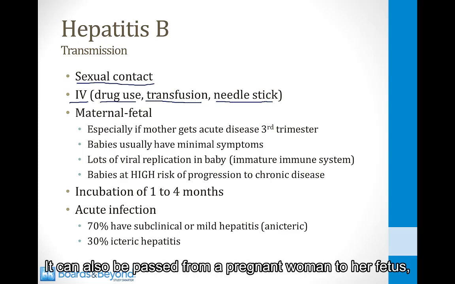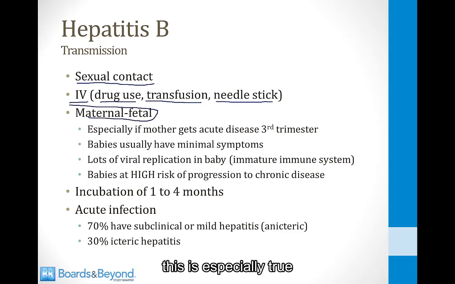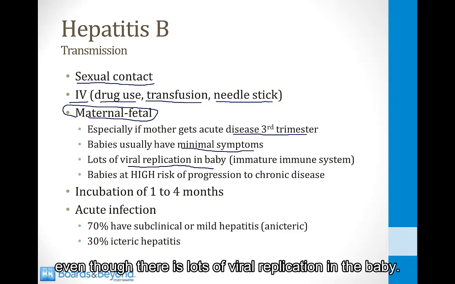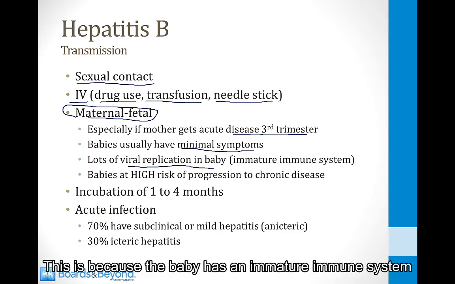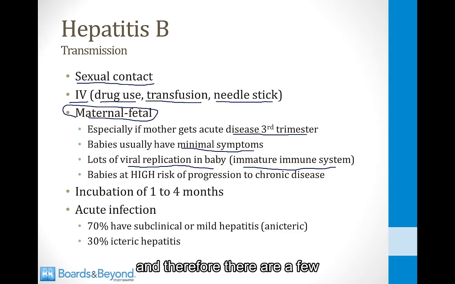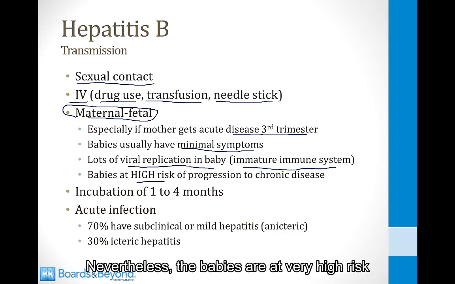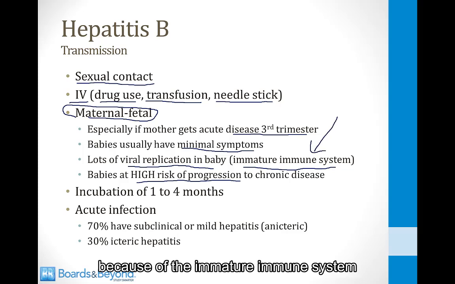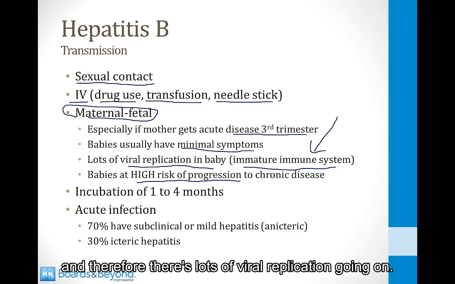It can also be passed from a pregnant woman to her fetus. This is especially true if the mother gets acute hepatitis B during the 3rd trimester. Babies who are born with hepatitis B usually have minimal symptoms, even though there is lots of viral replication in the baby. This is because the baby has an immature immune system, so they can't mount a strong immune response, and therefore there are few of those symptoms of inflammation. Nevertheless, the babies are at very high risk of progression to chronic disease because of the immature immune system, and therefore there's lots of viral replication going on.